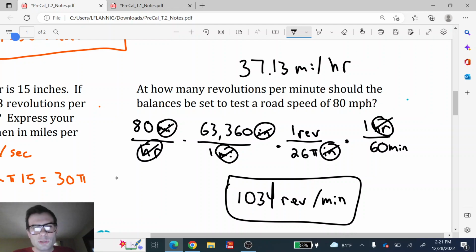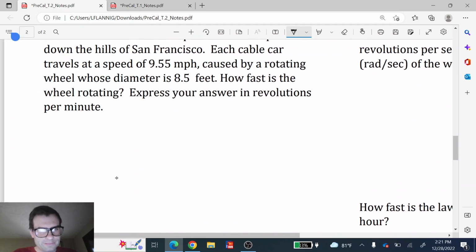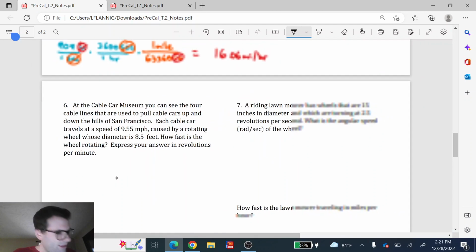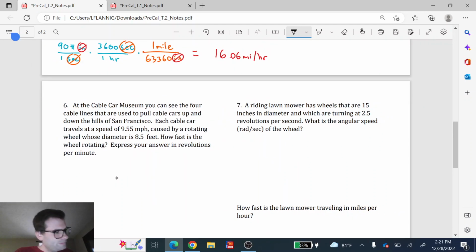All right, 2 more to go. We have a cable car museum. You can see 4 cable cars. Lines are used to pull cable cars up and down the hills of San Francisco. Each cable car travels at 9.55 miles per hour, so that's going to be our starter, caused by a rotating wheel whose diameter is 8.5 feet.